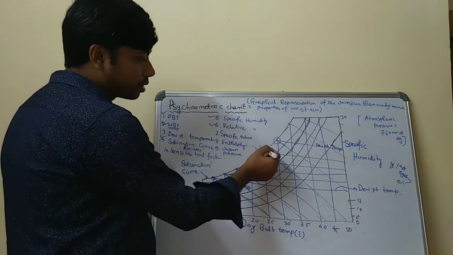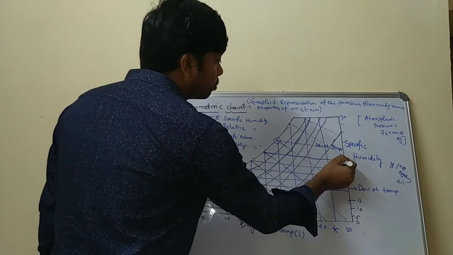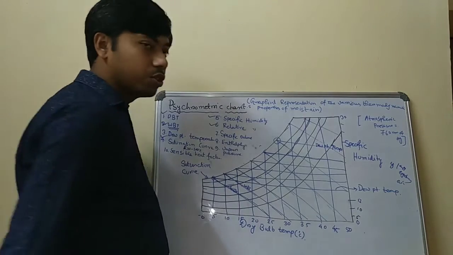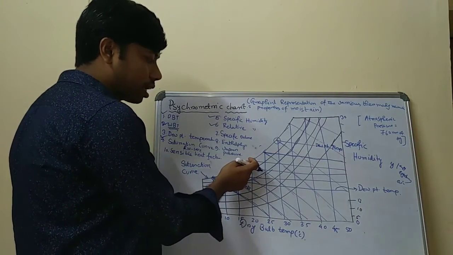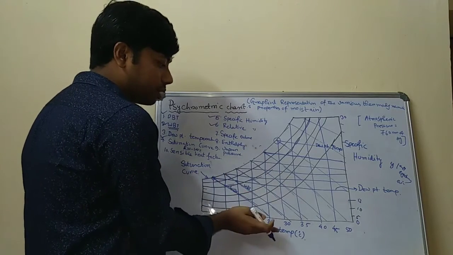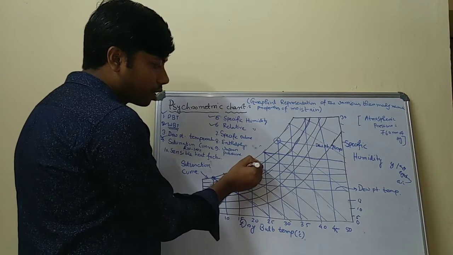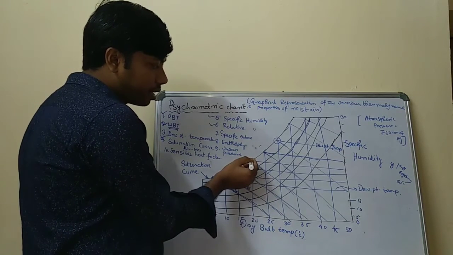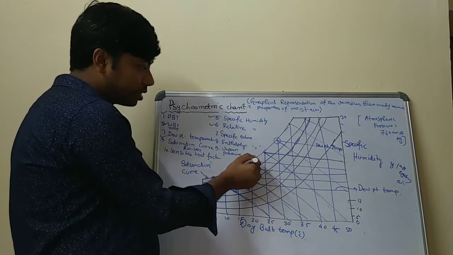So 25 degree, this line. So this line gives you the dew point temperature, where it cuts the specific humidity line. Similarly, this one corresponding to 20 degrees centigrade, where it is cut. If you draw a line parallel to the dry bulb temperature, this is the 20 degree dry bulb temperature line, which basically cuts the saturation curve at this point.